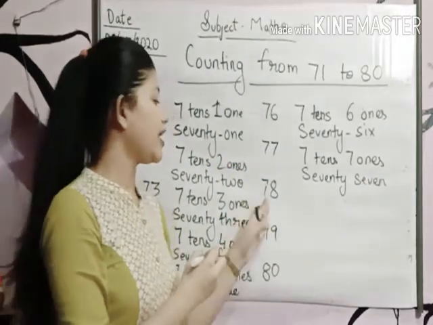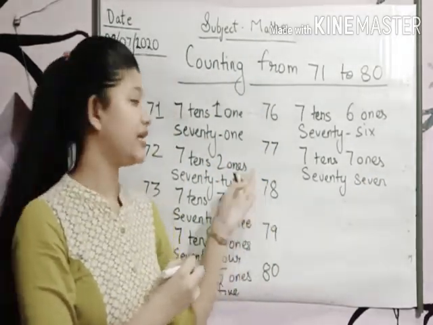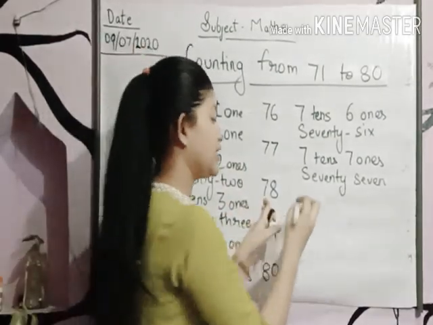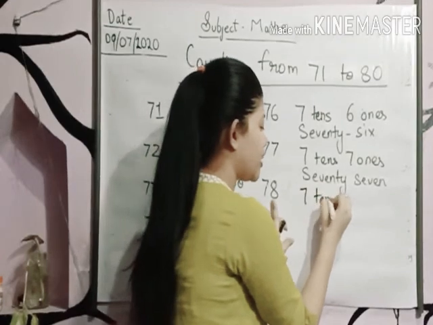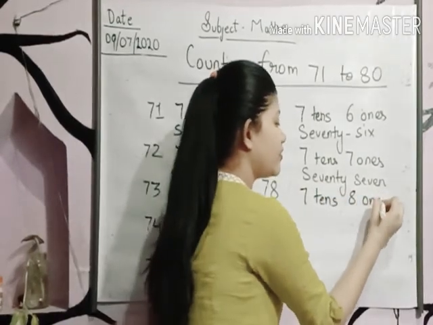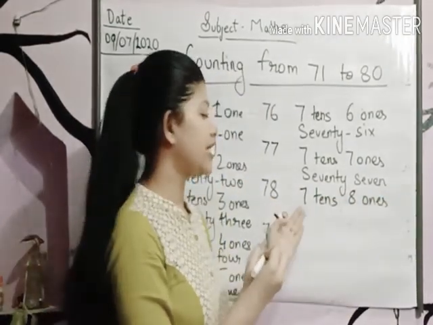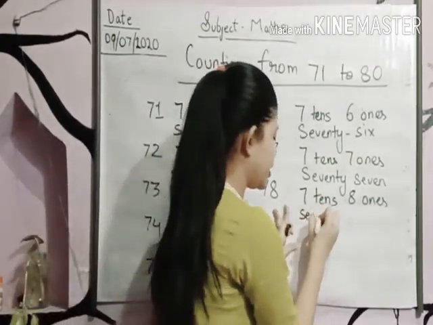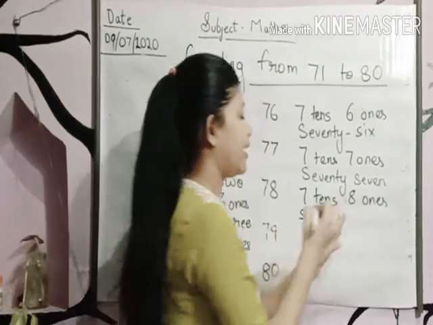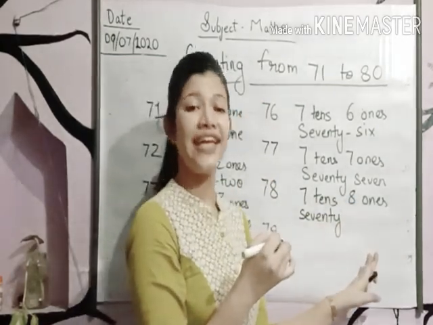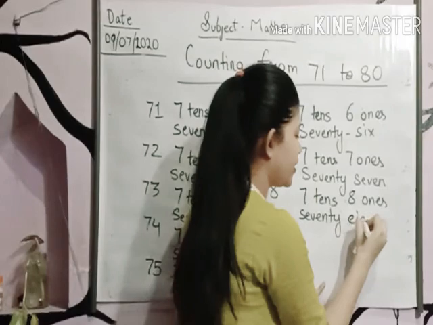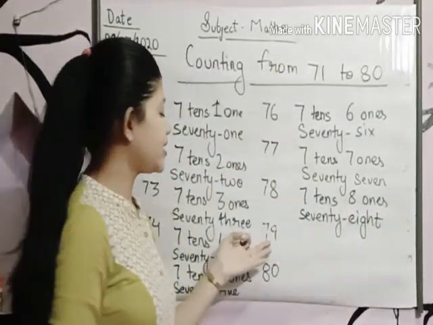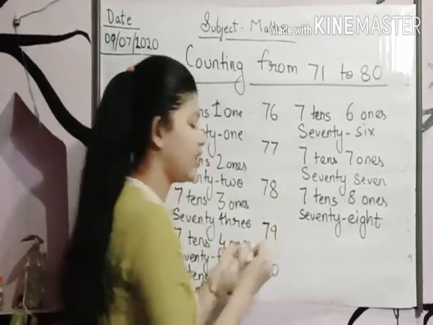Now let's come to the next number, that is 78. In number 78, again 7 is at the tens place and 8 is at the ones place. So we will write 7 tens as 70. So we will write over here 70 and 8 ones will be equal to 8. So we will write 8 over here. Clear? Now let's come to number 79.